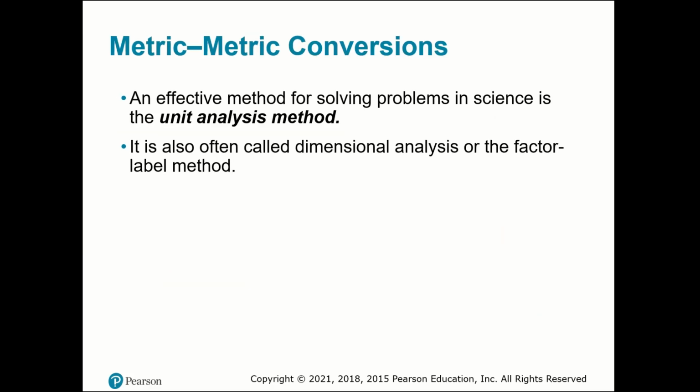An effective method for solving problems in science is the unit analysis method. This is very important. If you learn it and you're confident now, I'm really sure that you're going to do great in stoichiometry, because most of the problems in stoichiometry come from students not being able to convert units. This is also often called dimensional analysis or the factor label method. Actually, the most common term is dimensional analysis.